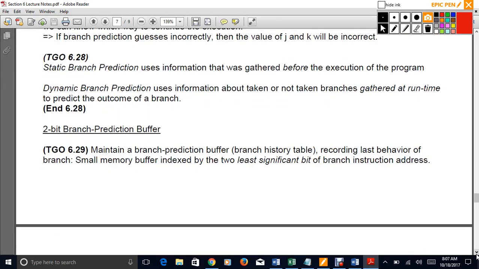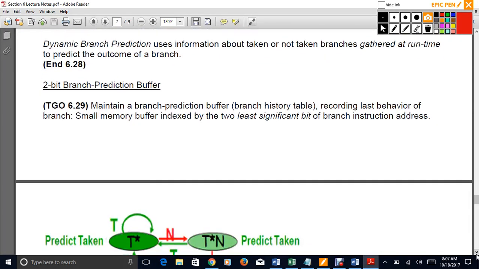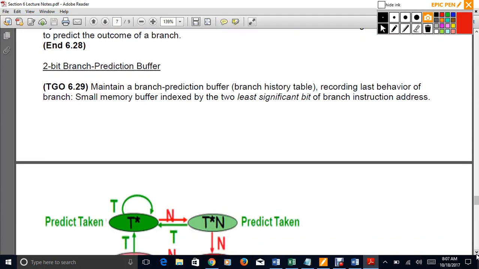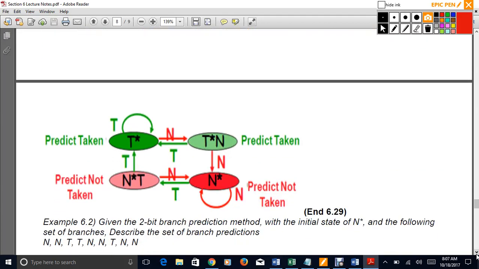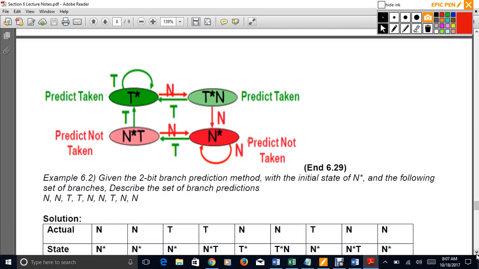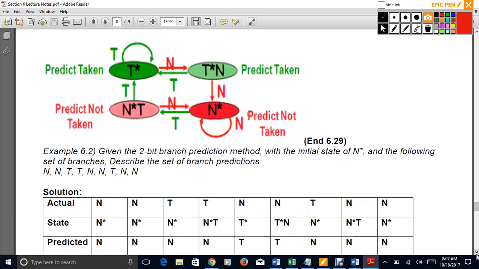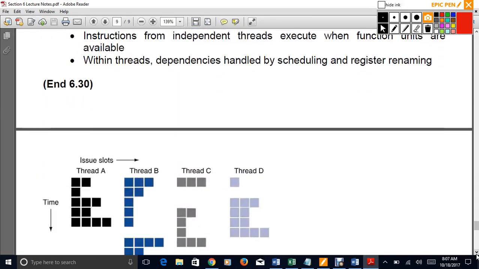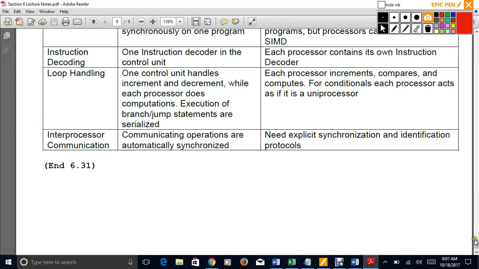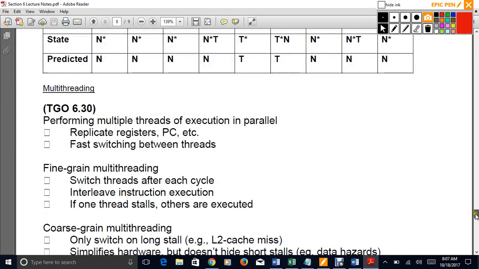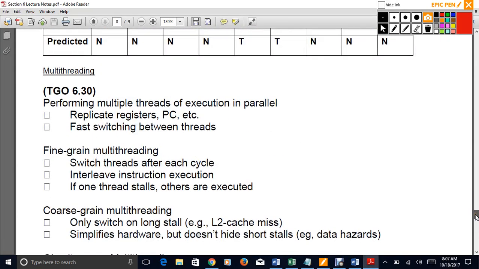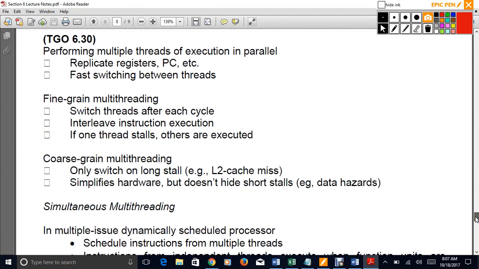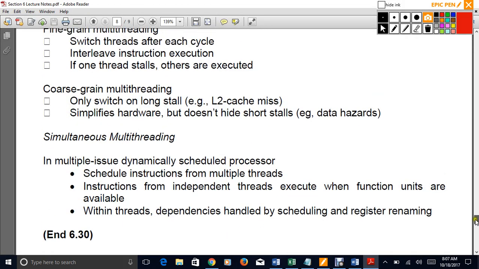You should be able to define 2-bit branch prediction. You should be able to draw the finite state machine. And you should be able to, given a set of branch predictions, solve for this. And then last but certainly not least, I expect you to be able to define multi-threading and differentiate between fine-grained, coarse-grained, and simultaneous multi-threading.